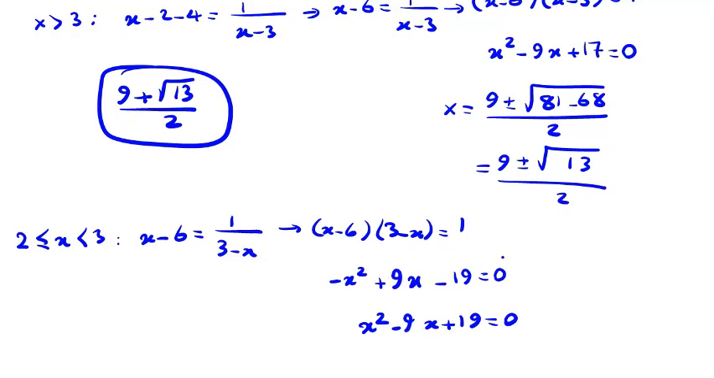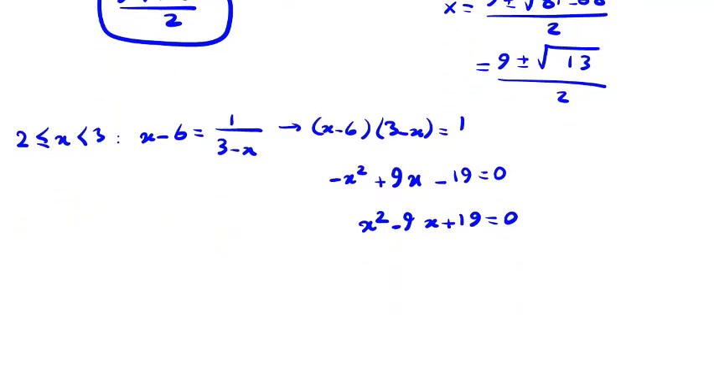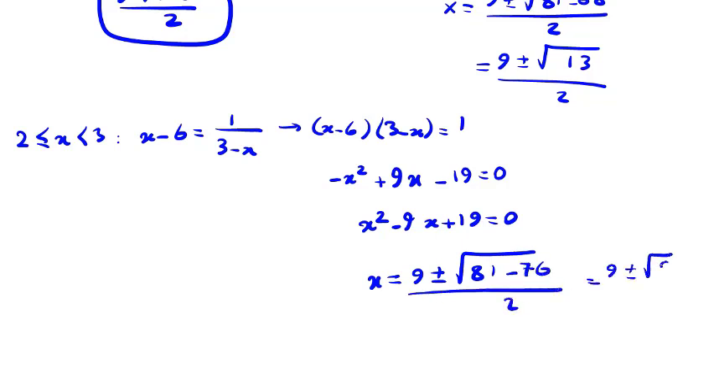Let's calculate this part. If I write the roots, it will be x equals 9 plus minus root of 81 minus 4ac, minus 76, over 2, which will be 9 plus minus root 5 over 2. So the answer must be between 2 and 3 if you consider plus. Let's check. Root 5 is around 2. 9 plus 2 is 11, over 2 is around 5.5. It is not good. 9 minus root 5 is good.